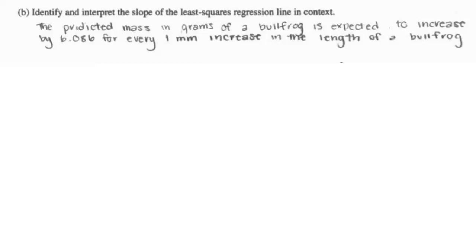So here's student number 1. The predicted mass in grams of a bullfrog is expected to increase by 6.086 for every 1 millimeter increase in the length of a bullfrog. E. They did not say the slope is, but they are clearly identifying what the slope is in context. And they are interpreting it correctly, so that's an E.